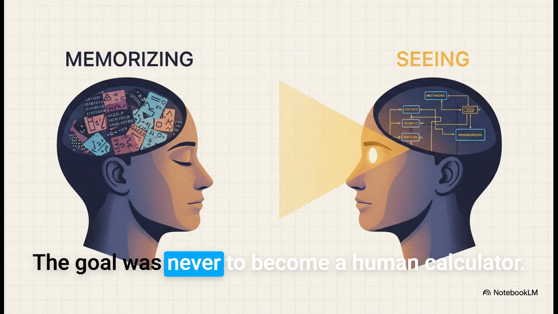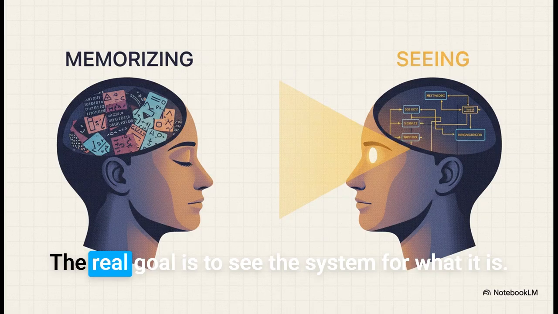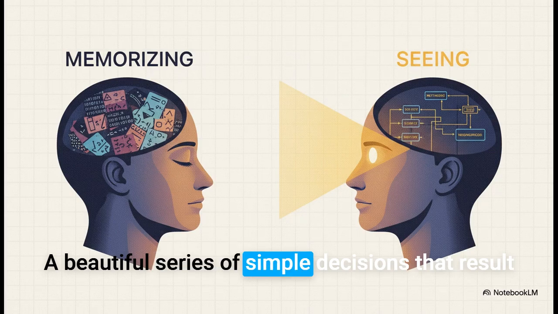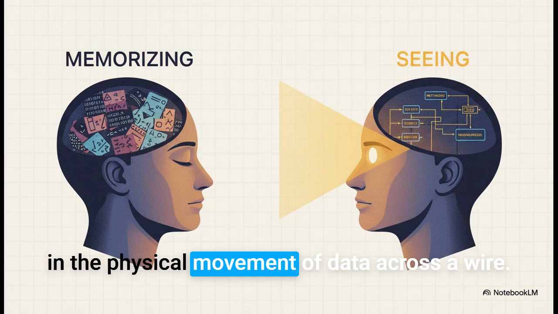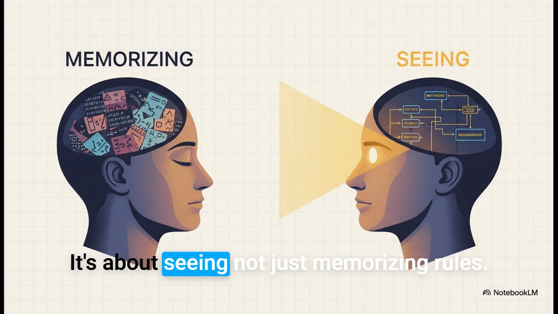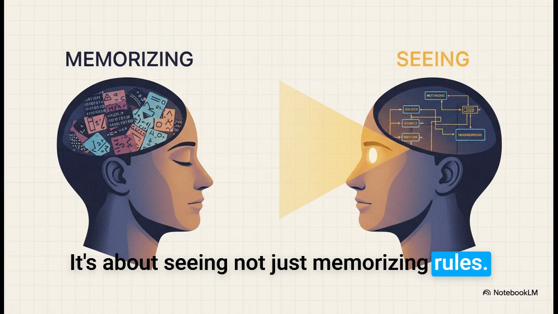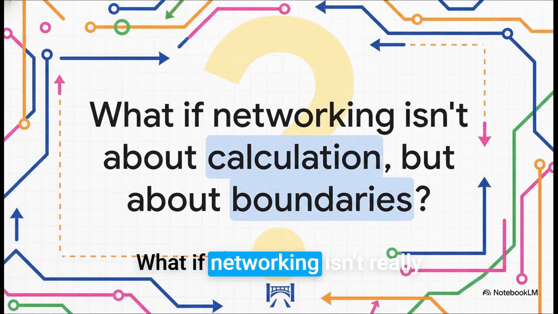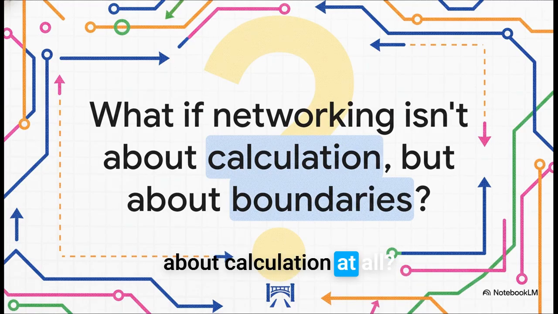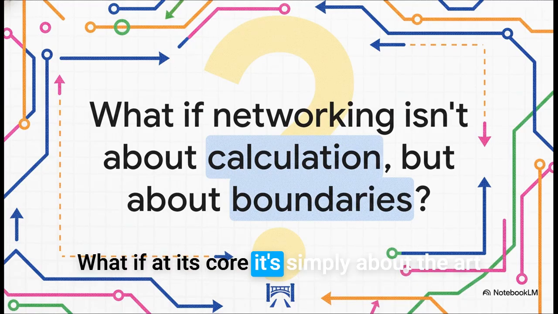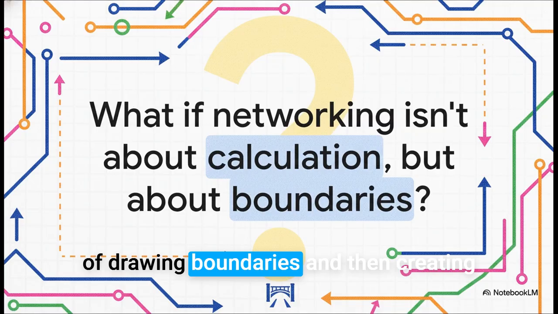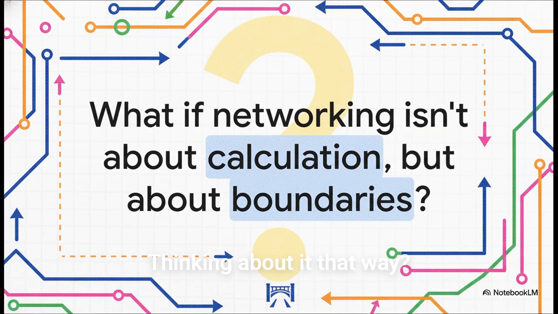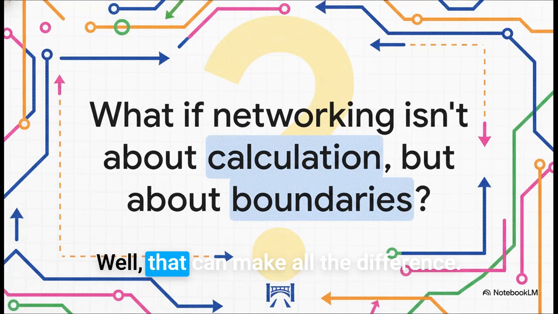The goal was never to become a human calculator. The real goal is to see the system for what it is, a beautiful series of simple decisions that result in the physical movement of data across a wire. It's about seeing, not just memorizing rules. And that kind of brings us to this final thought. What if networking isn't really about calculation at all? What if, at its core, it's simply about the art of drawing boundaries and then creating a clear set of rules for how to cross them? Thinking about it that way, well, that can make all the difference.